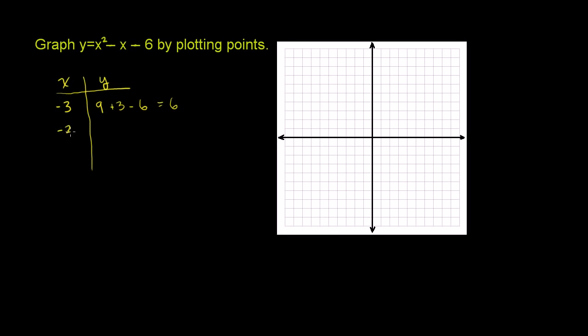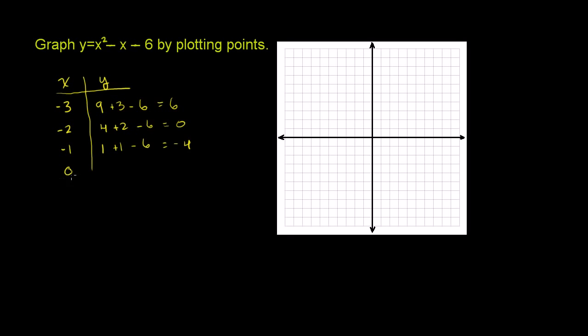So then we have -2. If x is equal to -2, then y is -2 squared, which is 4, minus -2. So that's plus 2 minus 6. So in that situation, we have 4 plus 2 minus 6. That's equal to 0. Then if x is equal to -1, we have -1 squared, which is positive 1, minus -1, which is another positive 1. Then we have minus 6. 2 minus 6 is equal to -4.